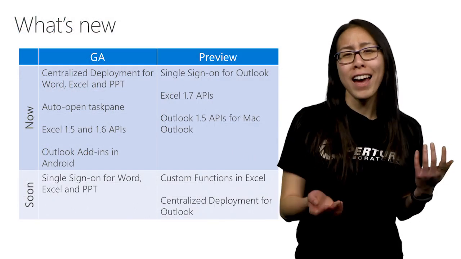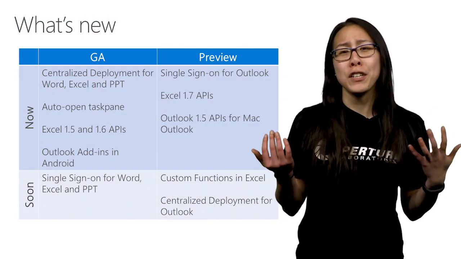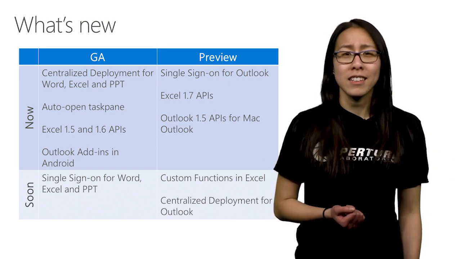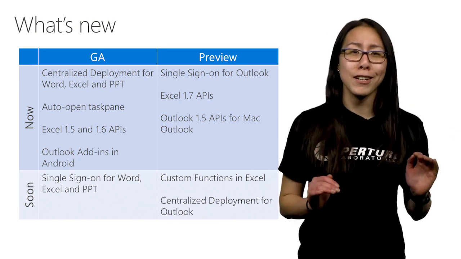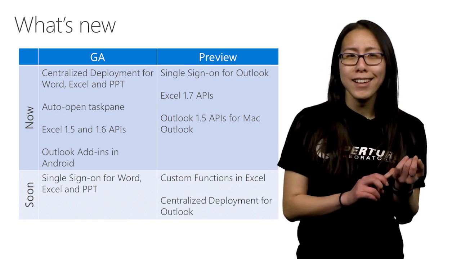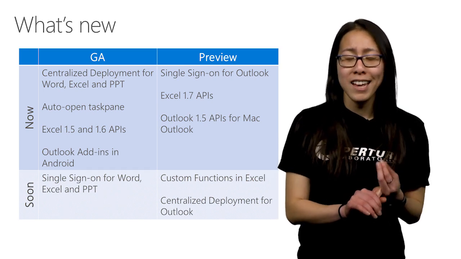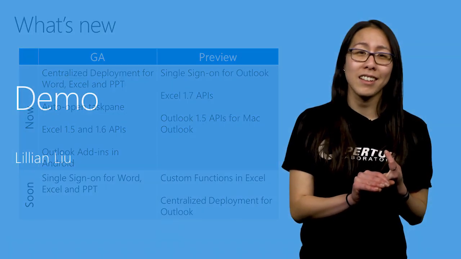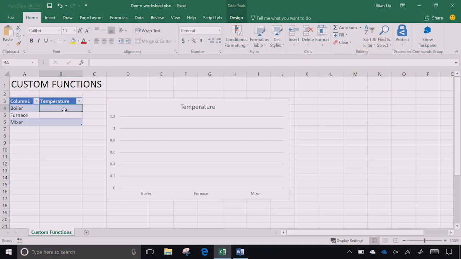So now that you have your add-in up and running, what new features can you leverage to make your solutions great? We've shipped a plethora of exciting new things. They cover 3 broad categories: more APIs, greater extension points and hooks, and more flexible deployment. In the remaining time, I'd like to give a quick demo of 2 of our new features, single sign-on and custom functions. So the first thing I'd like to demo is custom functions.